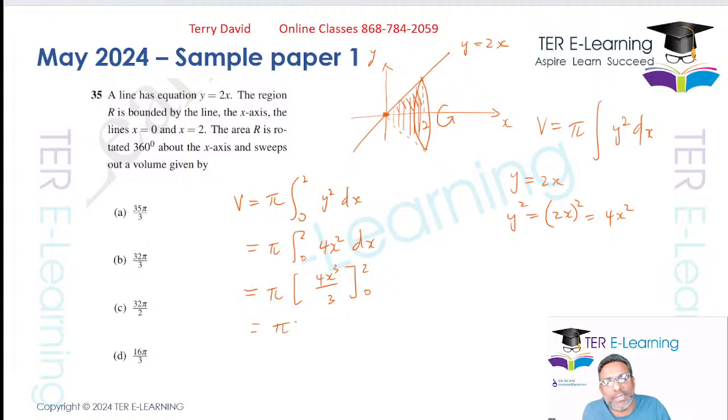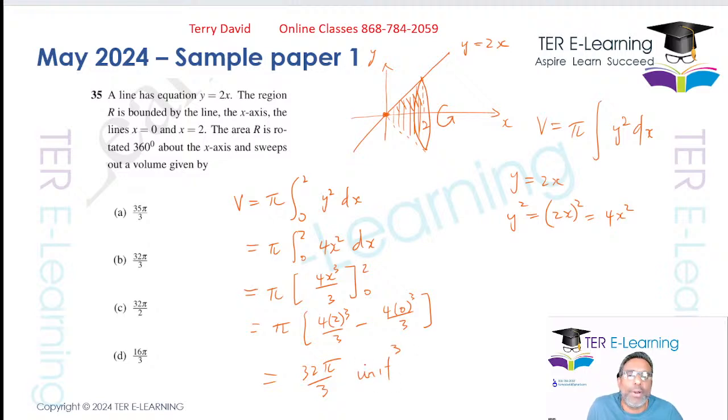So this is going to be pi by 4 by 2 cubed all over 3 minus 4 by 0 cubed over 3. So 2 cubed is 8, 8 fours are 32. So this is going to be 32 pi over 3. It's volume, so it's units cubed. Do we have any answer like that? Yeah, we do. The answer is B. The answer is B. All right, so that's 35.